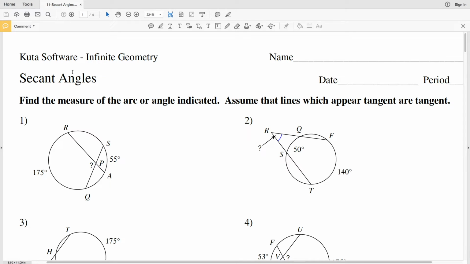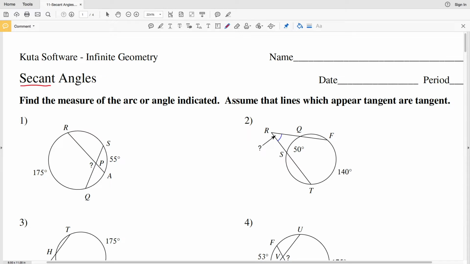In this video, we're going to start the Kuta Software Infinite Geometry free worksheet, Secant Angles. So quickly, let's go over what a secant is. We already know what a chord is. A chord is a line segment drawn from one point on the circle to another point on the circle. A secant essentially extends out past that chord. So a secant is the line. So a chord is technically part of a secant.